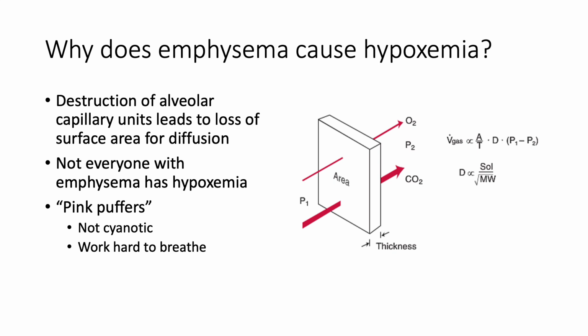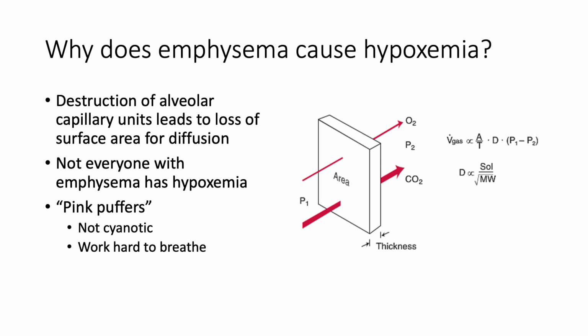Why does emphysema cause hypoxemia? You guys remember that with emphysema, you have destruction of the alveolar capillary units, which is where gas exchange happens. So you're losing a lot of the surface area needed for diffusion of oxygen. And Fick's law of diffusion says that diffusion is directly proportional to surface area. So if you're losing that surface area, you're not going to have as much gas exchange.